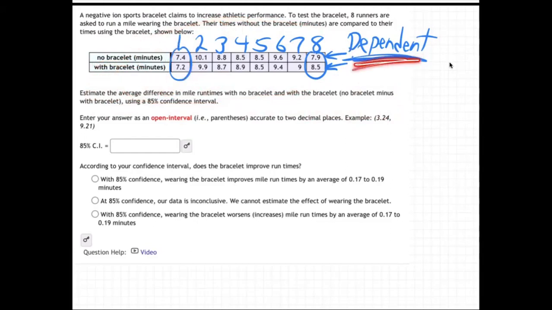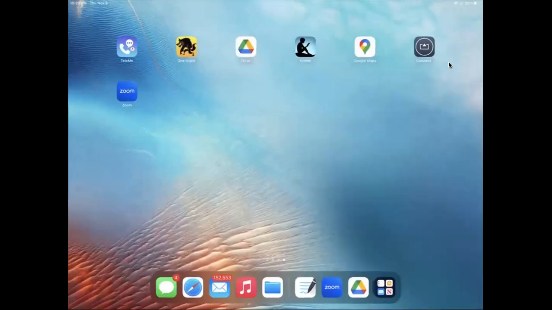It makes it a dependent sample because these numbers and these numbers are connected. They're the same exact people. They're dependent on one another. They're not independent like we often do. So we're going to go to the calculator and choose dependent. So we have to grab these numbers and paste them in. Let me show you about that.